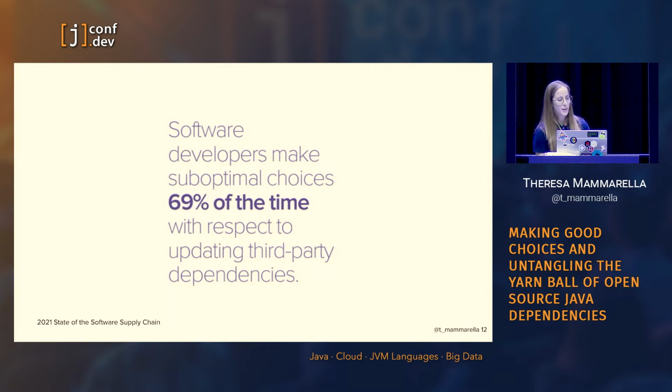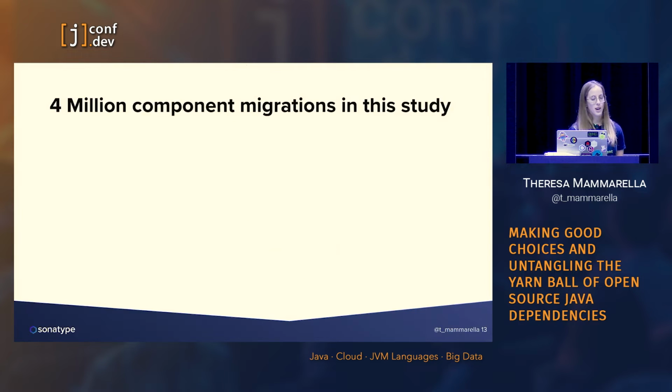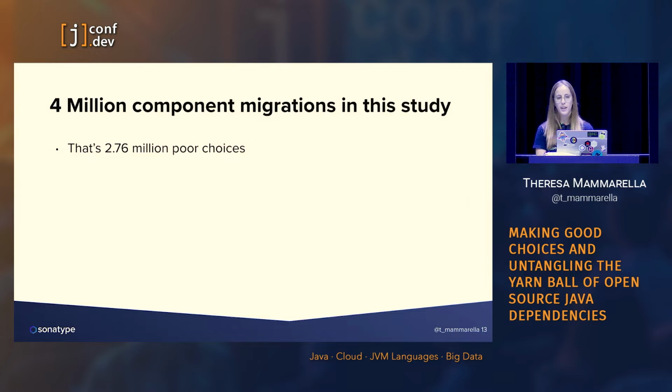So my company, Sonatype, did a study last year that showed that about 70% of the time, dependency upgrades that are made by developers are suboptimal choices. And this study was done with 100,000 Java applications across 4 million component migrations. So that means that across this study, 2.76 million were poor choices, potentially leading to something that could be one day Log4j. We look at that in a bit of a bigger context.